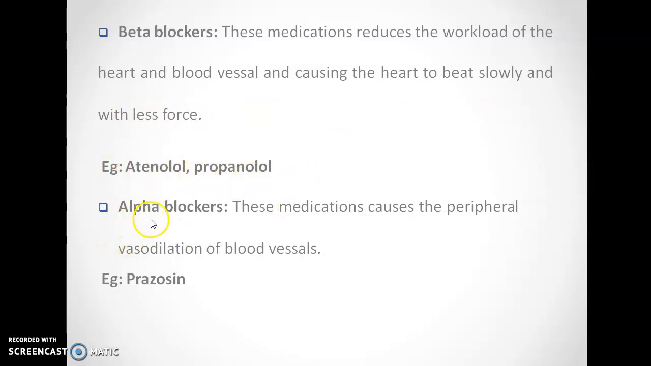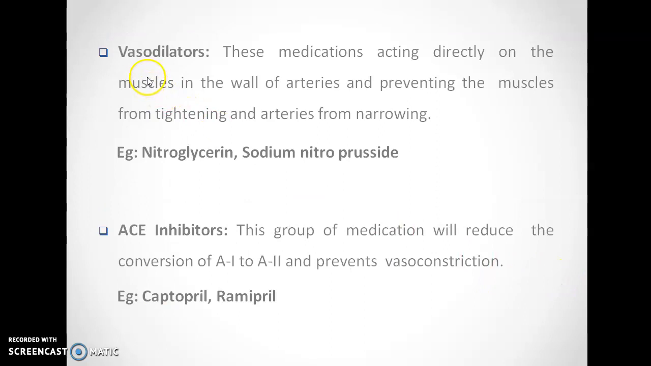Next drugs are alpha blockers. These medications cause peripheral vasodilation of blood vessels. Example prazosin. Next are vasodilators. These medications act directly on the muscles in the wall of arteries, preventing the muscles from tightening and arteries from narrowing. Example nitroglycerin, sodium nitroprusside.